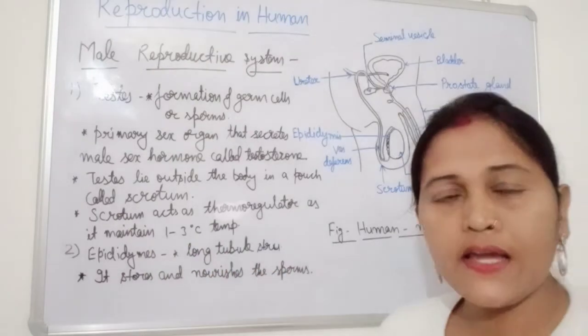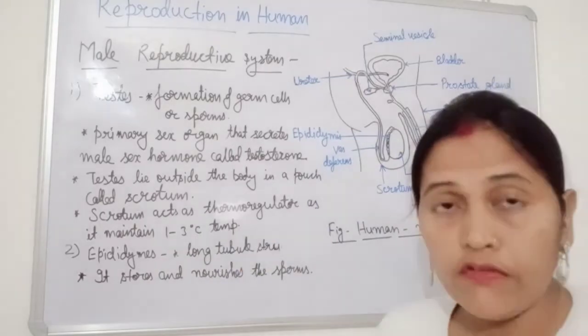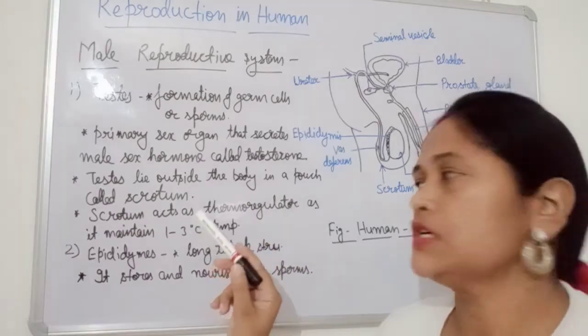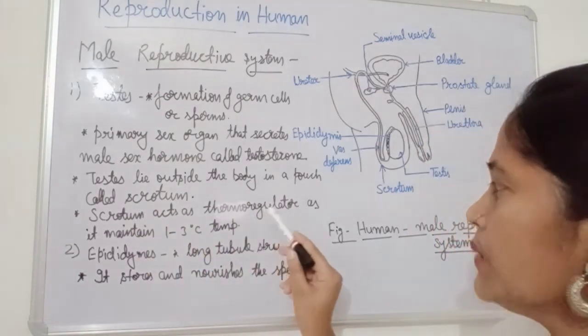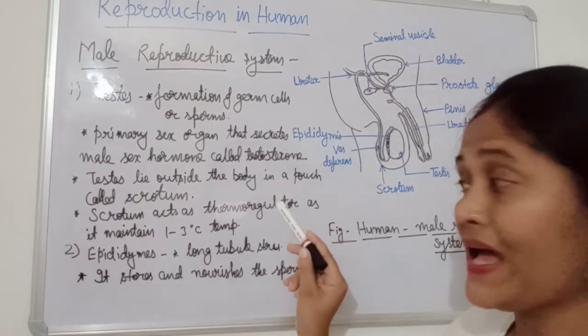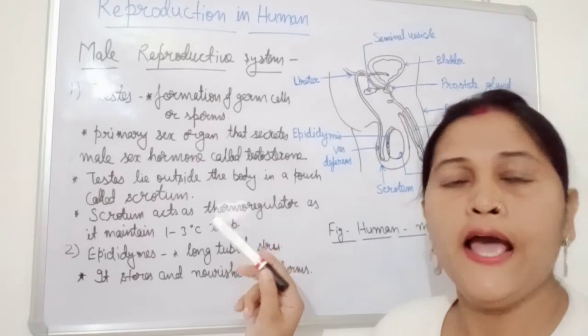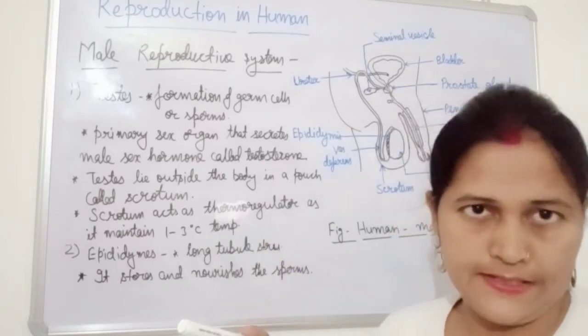So that is why it lies outside the body, covered inside a bag-like structure, a pouch known as the scrotum. The scrotum acts as a thermoregulated organ because it provides a temperature lower than the body temperature, and that is important for sperm formation, that is, spermatogenesis.